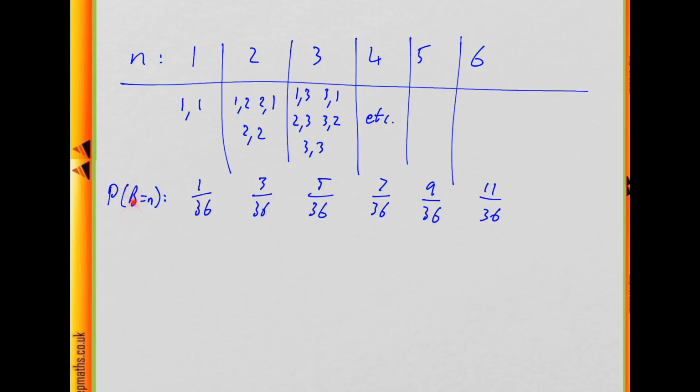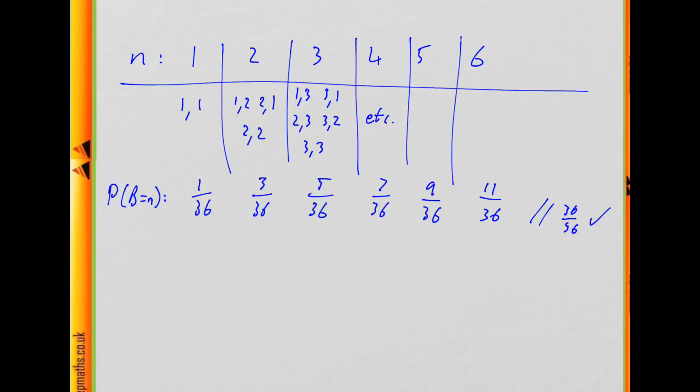So the probability of B getting the nth value, if n goes from 1 to 6, is 1 36th in this case, and 3 36ths, and then 5 36ths, etc. It's worth just checking to make sure we've done this right, that these things add up to 1, which they definitely should. But if we check, let's say we get 1 plus 3 is 4, then 9, 16, 25, 36. So they do add up to 36, that's good.